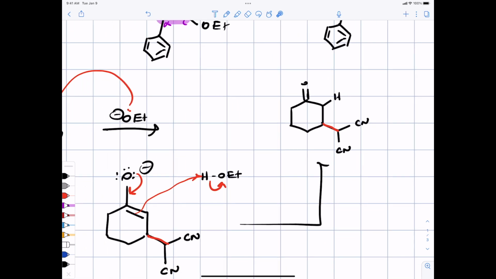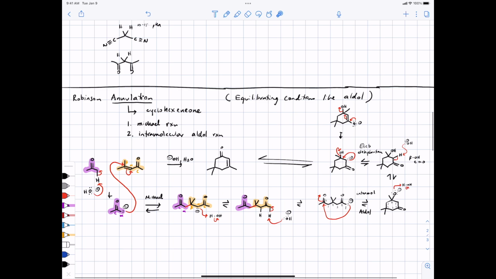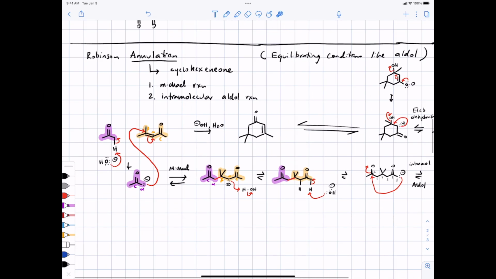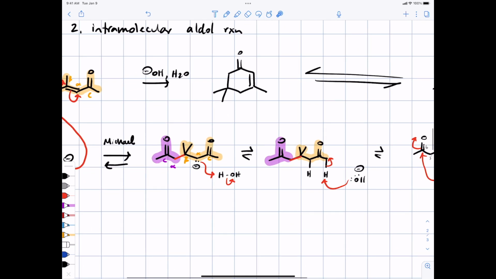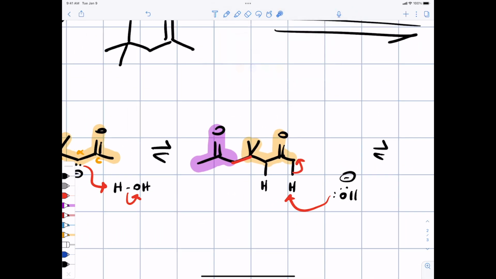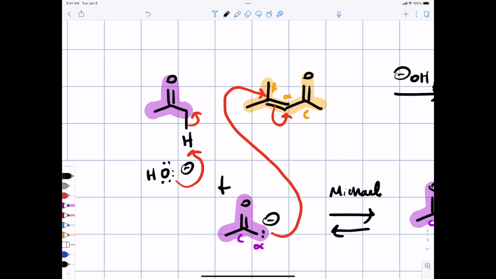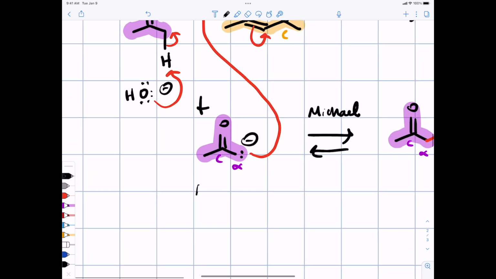One way is to use, let's see. Notice that in the Michael reaction, the thing that does the next cyclization step is the alpha proton from what we're going to call the Michael acceptor. Sometimes people call the enolate a Michael donor.